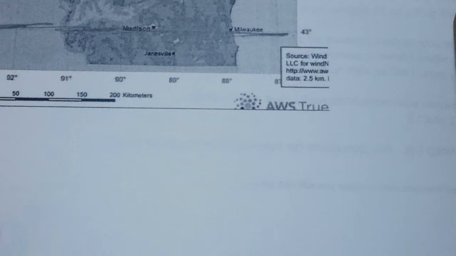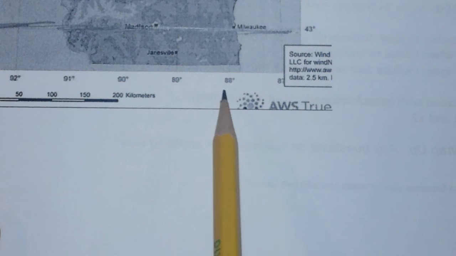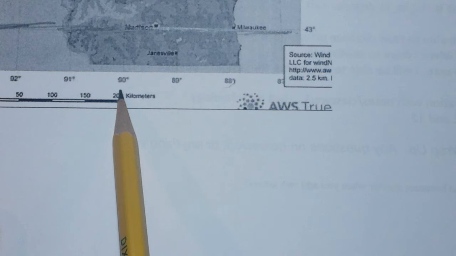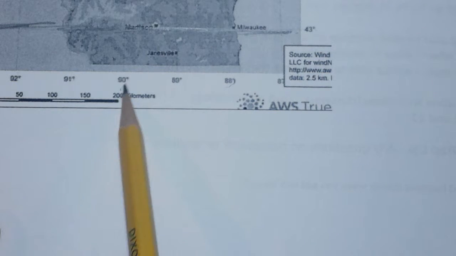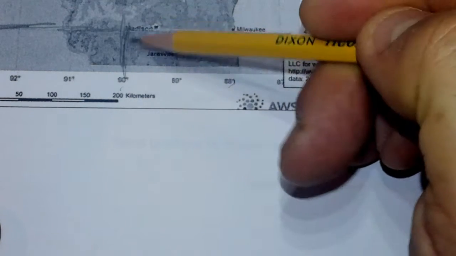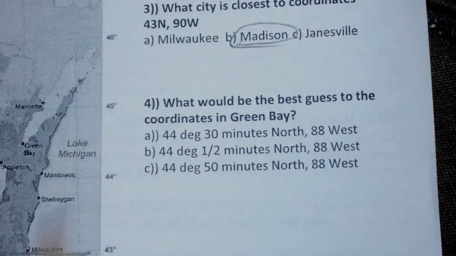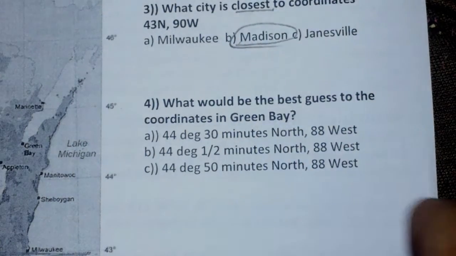And then we have, what's the other one? 90 west. So looking at the bottom, we try to find 90. And right there it is. There's 90. And so we're closest to Madison. Not exact, we're just getting the closest to it.